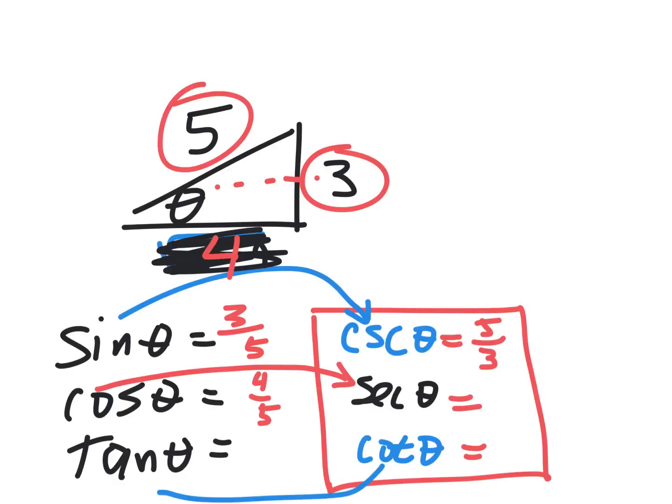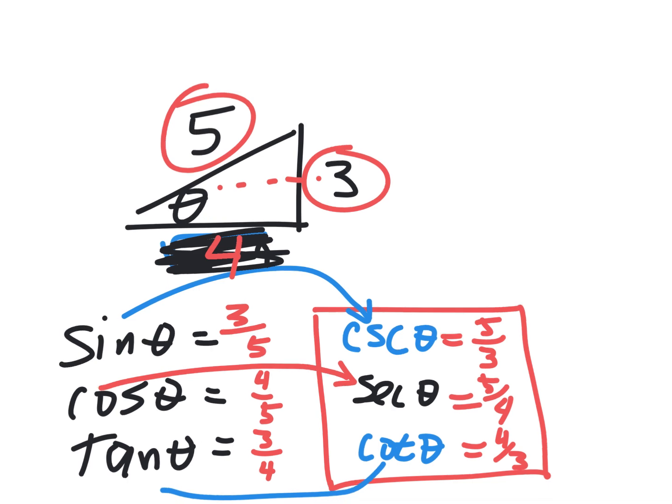And now I can answer the rest of them. Cosine is adjacent over hypotenuse, 4 over 5. Tangent is TOA, opposite over adjacent, 3 over 4. And then I just got to flip these. 5 over 4 here, and 4 over 3 there. Feel like you could do that? All right, good. Then here's not the last one, but we're getting into the most deep.